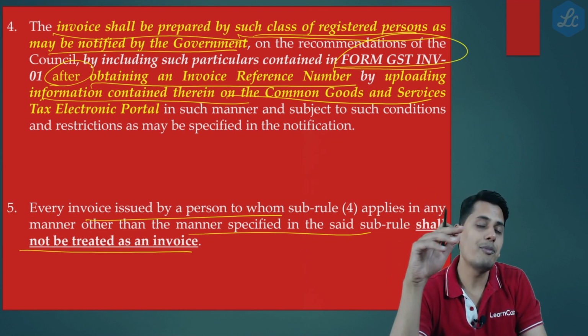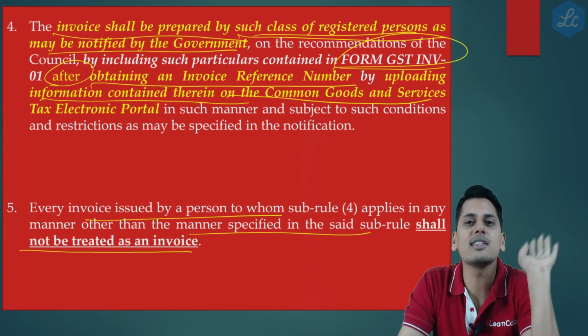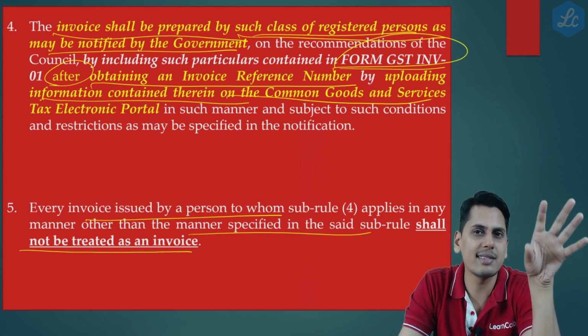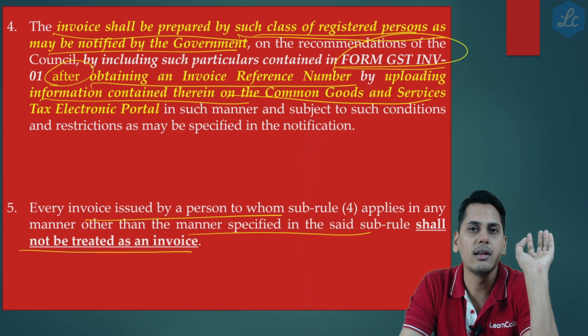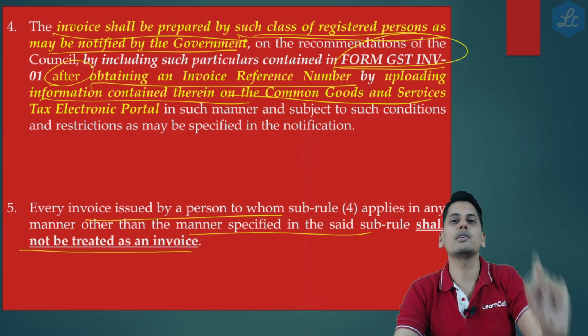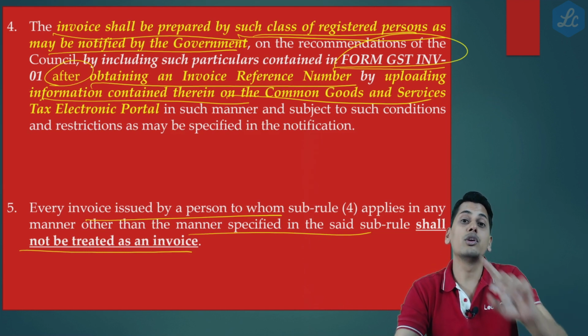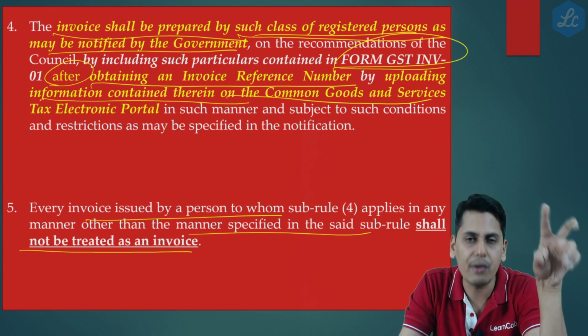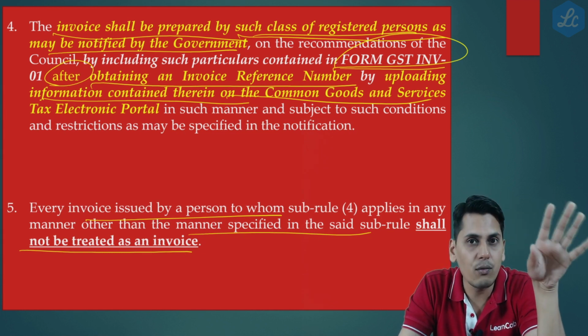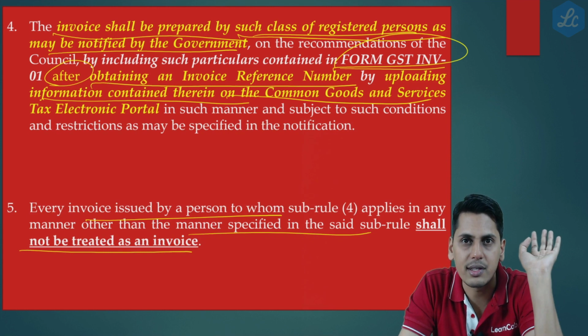Friends, we have prepared an invoice. Everything is there: GST number of the supplier, recipient, invoice number, invoice date. You are a person who is notified for the purpose of 48 sub rule 4, but you did not obtain an invoice reference number from the common portal. Your invoice is not a valid invoice.